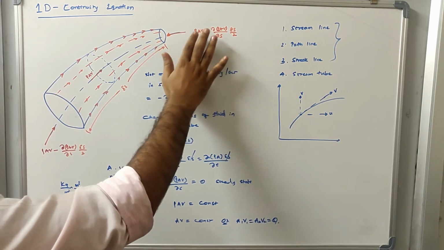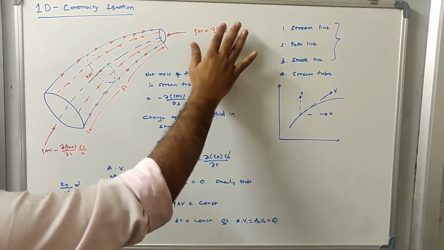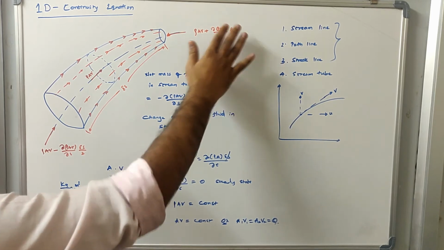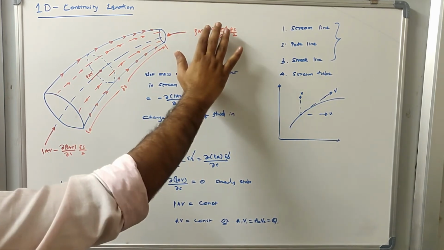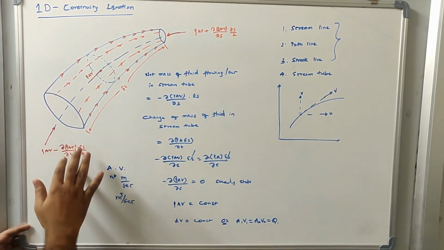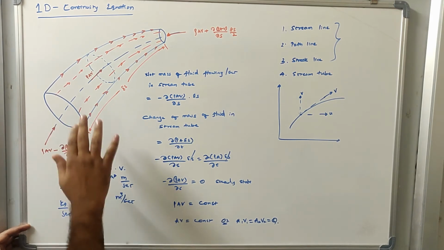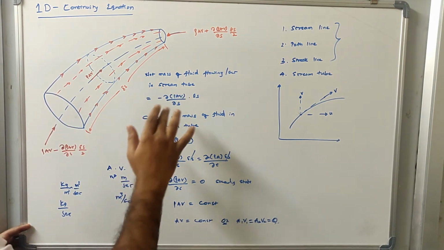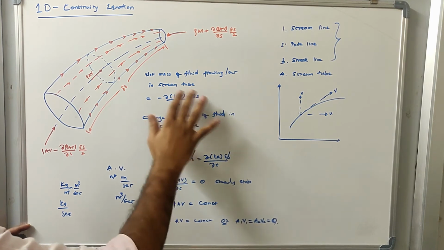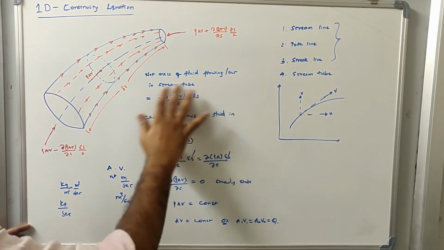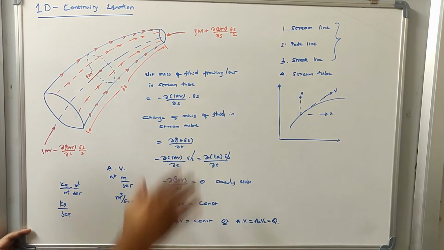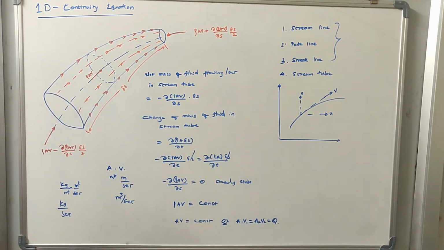So if I take the negative of rho AV plus of minus of ∂(rho AV)/∂S into delta S by 2, and take the sum of this, rho AV will get cancelled. What will be left over is minus 2 times ∂(rho AV)/∂S into delta S by 2. That is what I have written. The 2 will get cancelled. This is a simplification of that. The similar thing we have done in the previous continuity equation also.